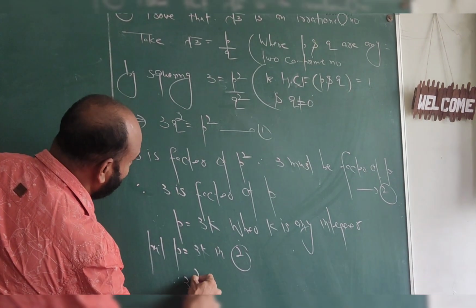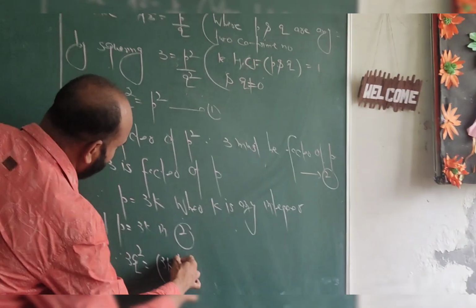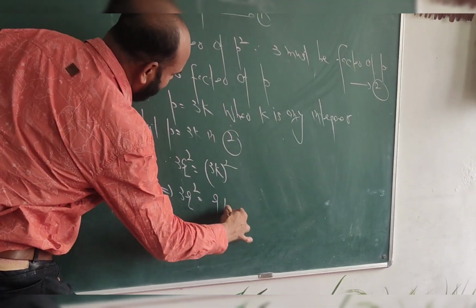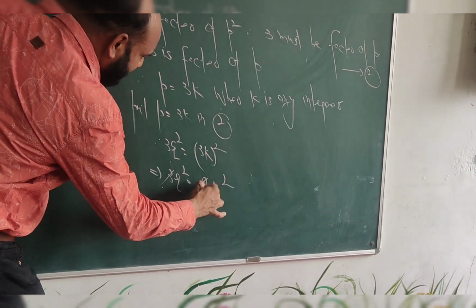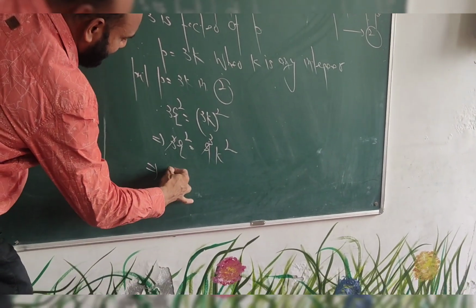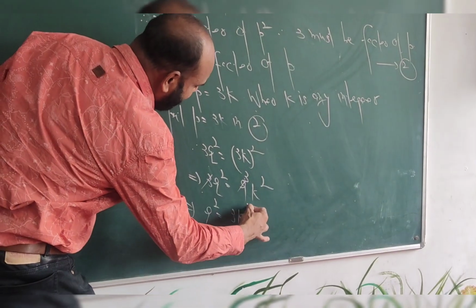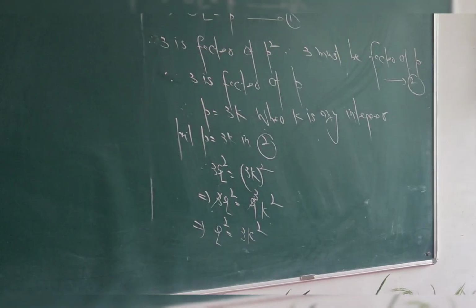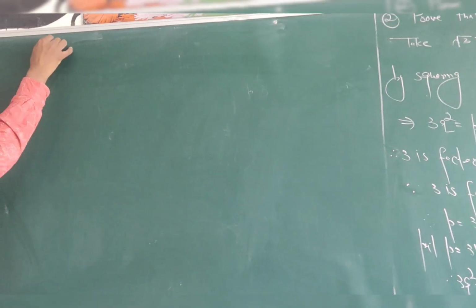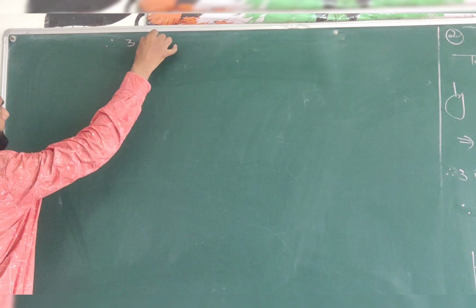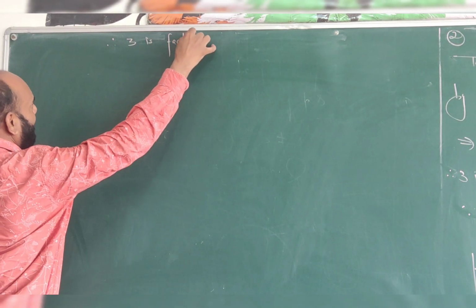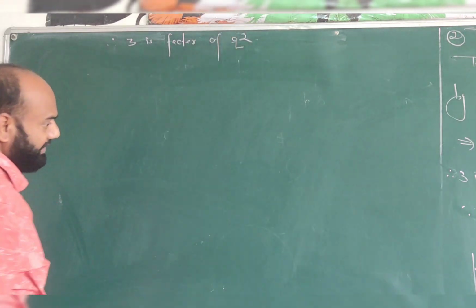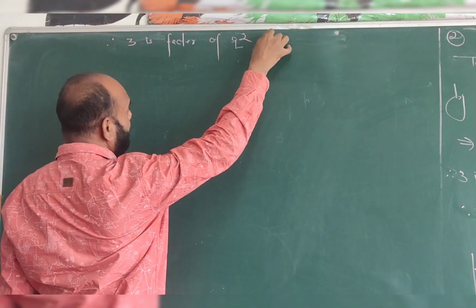Therefore, 3Q square is equal to 3K whole square. This implies 3Q square is equal to 9K square. This implies Q square is equal to 3K square. And this indicates 3 is a factor of Q square. Therefore, 3 is a factor of Q square, so 3 must be a factor of Q.